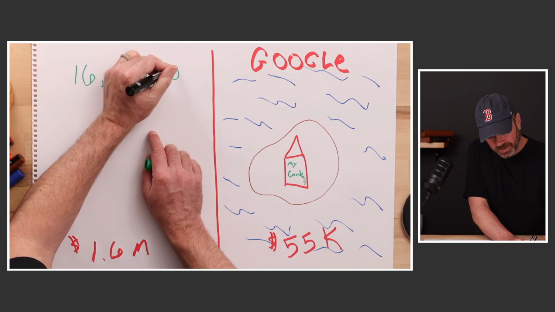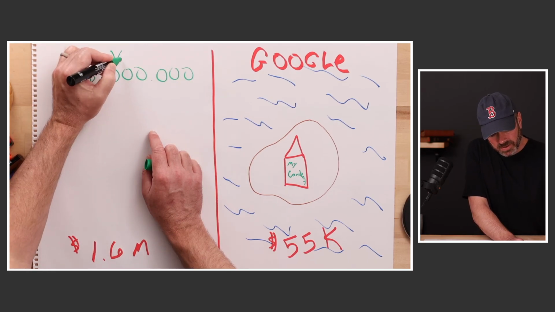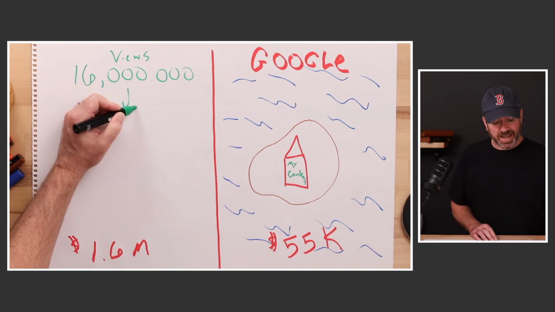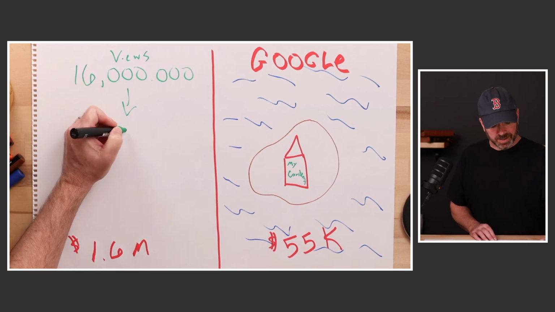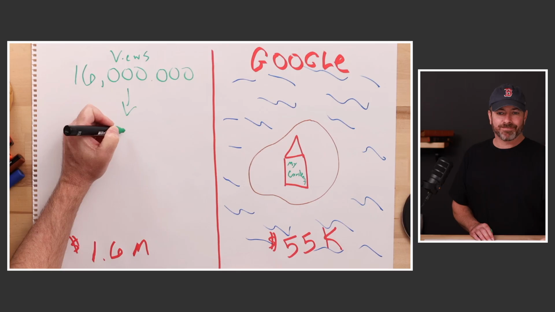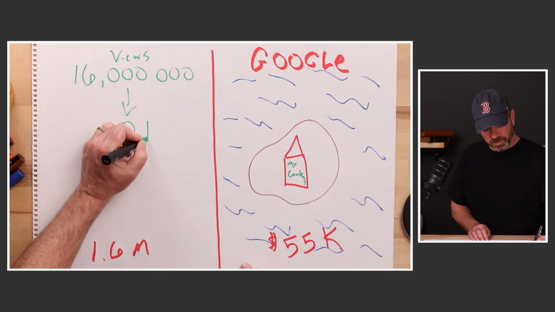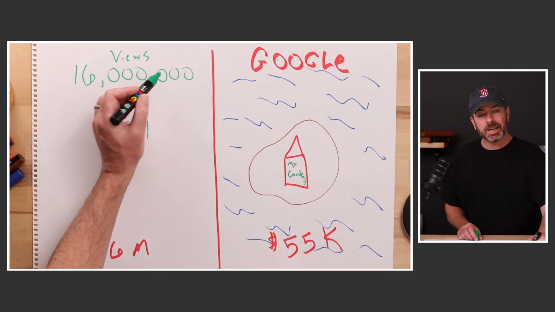Man, a lot of zeros. These are the views. Now, if I took those views and I sold them a product, and that product, say, was a $99 cooking course, all right? And that conversion, say, only 0.1% of them. So we have 16 million views.